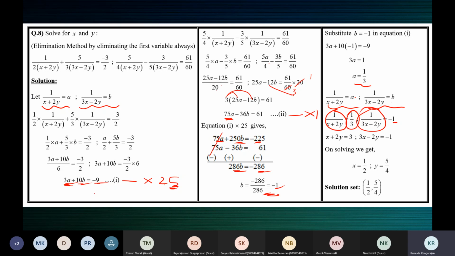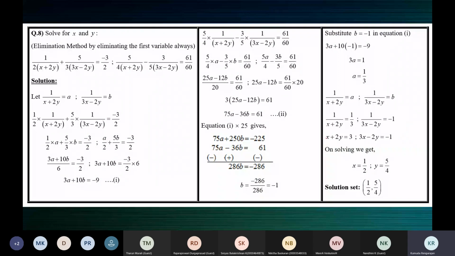So now cross multiplying this, you will get two equations in x and y. Now we'll have to solve these two equations. You should write them one below the other. x plus 2y is equal to 3, and 3x minus 2y is equal to minus 1. How did you solve this, children?